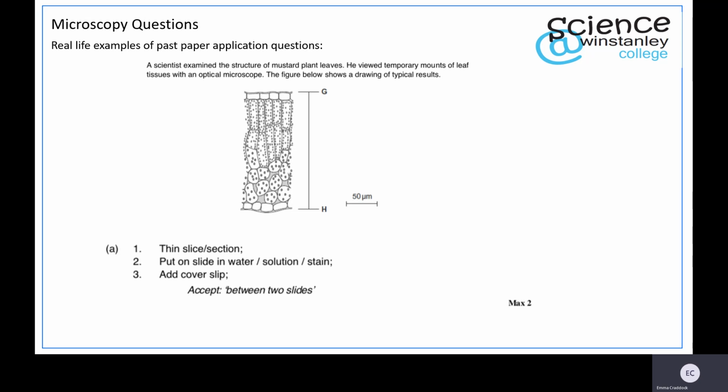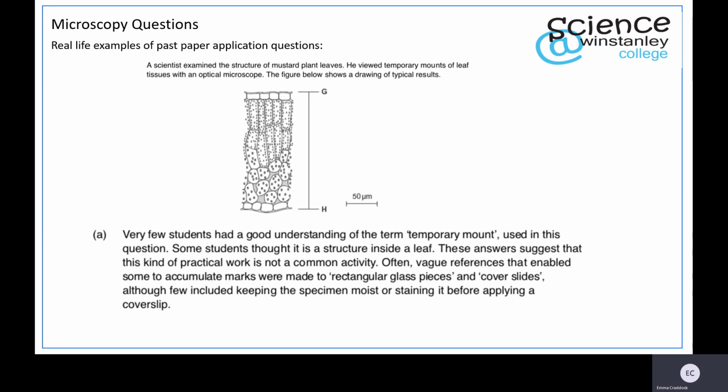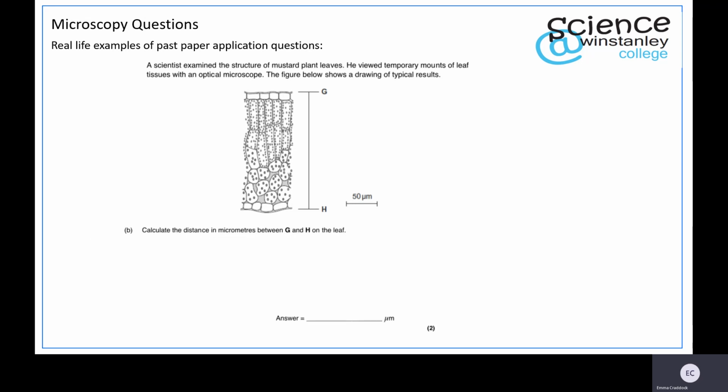So let's see how students did with this question. So few students apparently had an understanding of the term temporary mount. Some students thought it was a structure inside the leaf. So it suggests that practical work isn't a common activity. However, it could just be the students forgot. So make sure you know your practicals inside out. So make sure you engage with them in class, and also make sure that you revise your practicals. Watch YouTube videos on your practical. Often, vague references enable some to accumulate marks. So if you said rectangular glass pieces and cover slides, they think they gave you the benefit of the doubt. That won't always happen though, so do know the proper words of things.